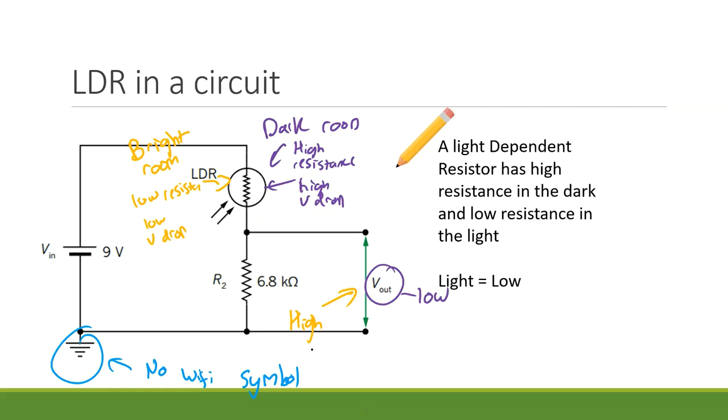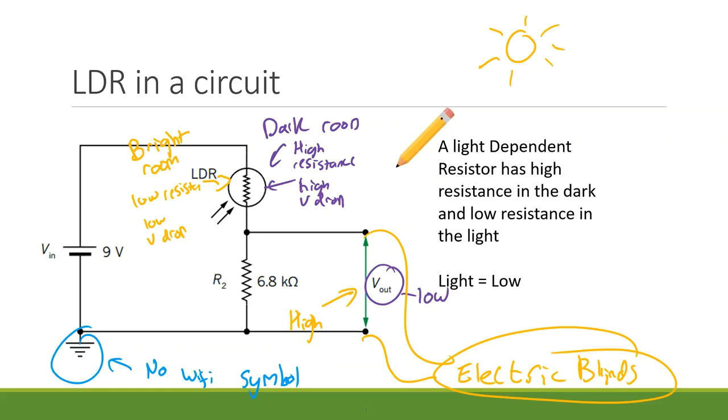Now V out might be connected to, you know what I like the idea of? Let's connect it to some electric blinds. So when the sun comes out and starts shining on the house, the voltage drop goes down. Therefore more voltage can get to the motors, which then open up the blinds so that more light can get into our little house and we can celebrate the day a bit easier. So that's how you can actually use a voltage divider circuit to your advantage.